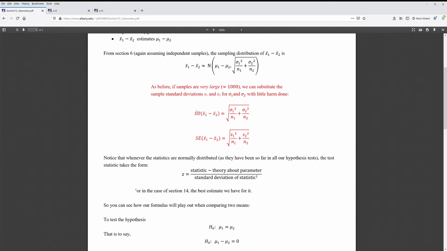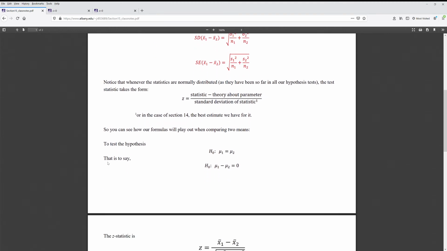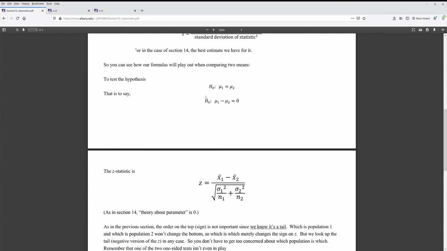So our test statistic in this section will be z equals statistic minus theory about parameter divided by standard deviation of statistic. Our facts are organized exactly as they were in Section 14. Again, there's a lot of theories you could test about the sample means. You could test the theory that on average people in New York were 5 years older than people in Massachusetts, but you'd have to think about how that plays out with the algebra here. So we'll keep it simple.